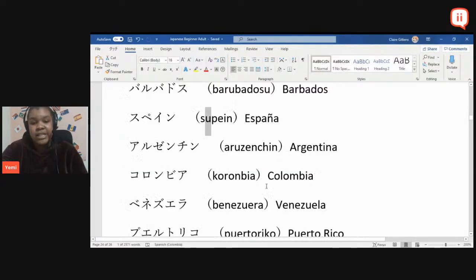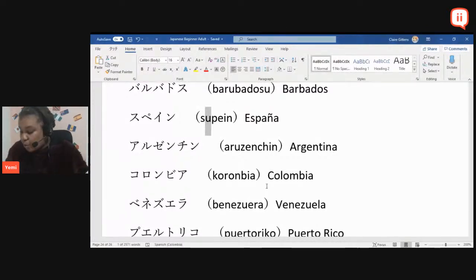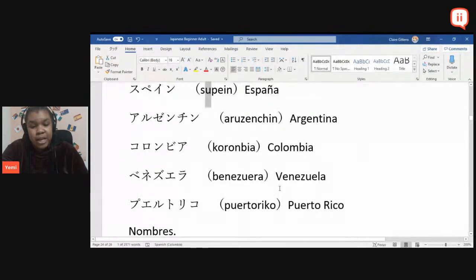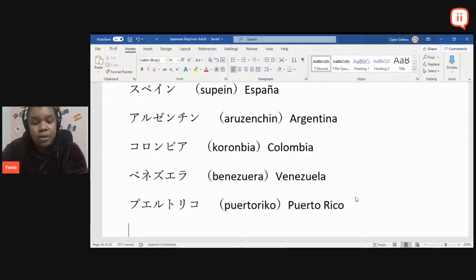If you're from Argentina, Argentina. If you're from Colombia, Colombia. Okay, so please tell me if you're from somewhere else, I can tell you what it is. Please write in the chat. Where are you from? Venezuela. Venezuela. Puerto Rico. Puerto Rico.